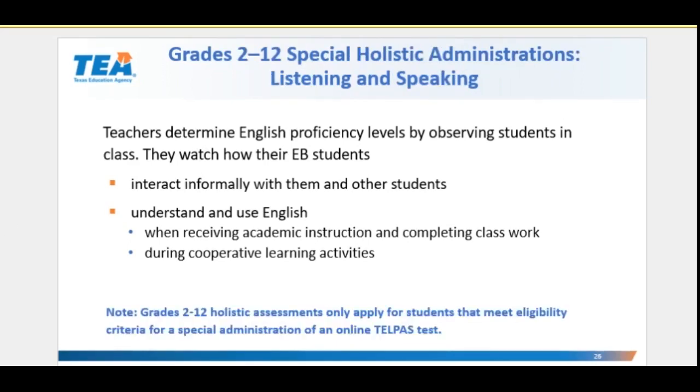Grades 2 through 12 special holistic administrations include listening and speaking. Teachers determine English proficiency levels by observing students in class. They watch how their EB students interact informally with them and other students, understand and use English when receiving academic instruction, and completing classwork during cooperative learning activities. For more information on a special administration of an online test, refer to the District and Campus Coordinator resources.